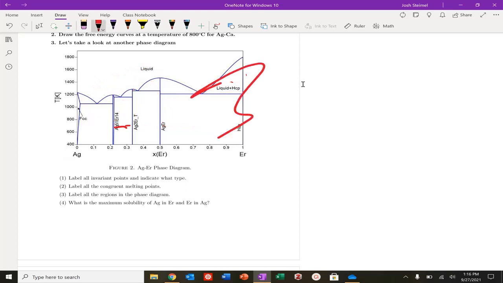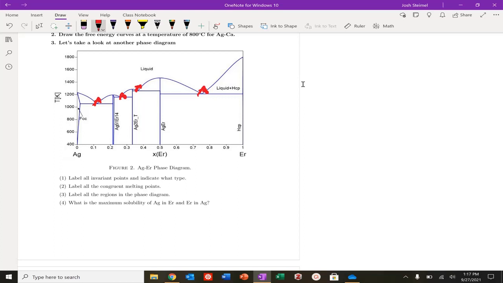And then let's continue. So this is a eutectic point, this is a eutectic point, this is eutectic, this is also a eutectic point. Are there any other invariant points? Not that I can see. So that's pretty much all it is there.